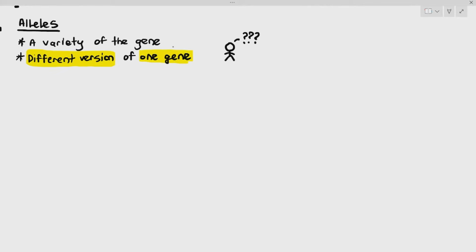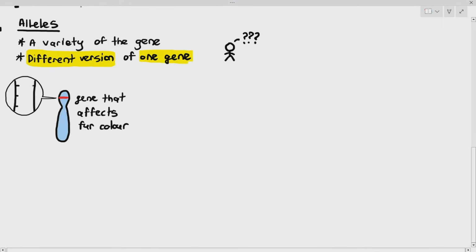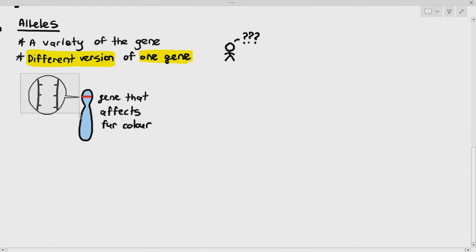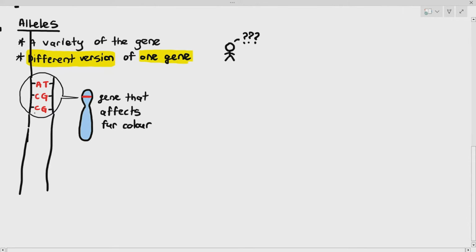So let's take the gene that affects fur color. Now, for the gene that affects fur color over here, I'm just focusing on a particular base sequence, and I'm just putting it there as AT, CG, and CG. That's just part of the gene, by the way. I'm not drawing out the whole length of the gene because it's too long. So I'm just going to focus on those particular 3 base pairs, as you can see in that gene.